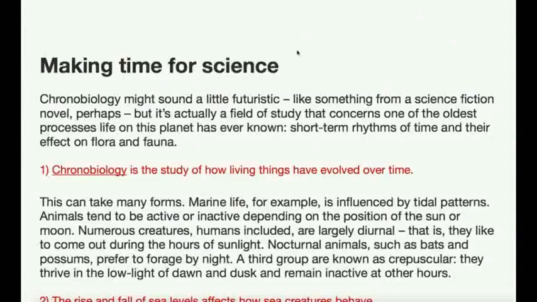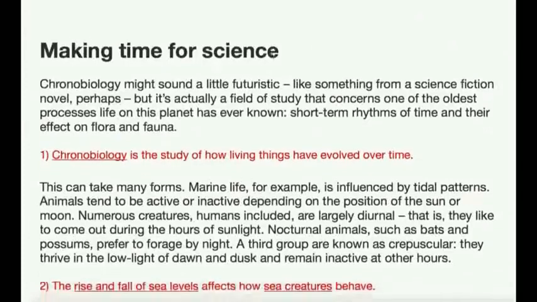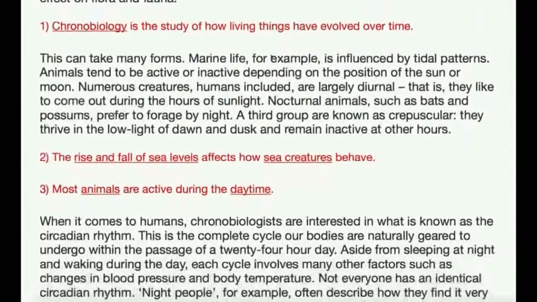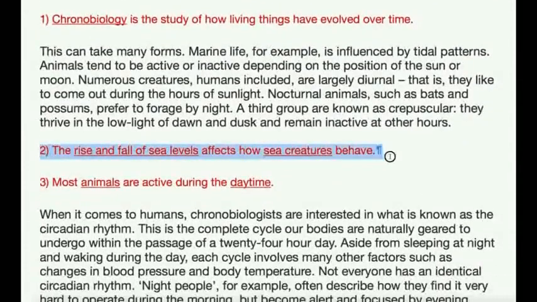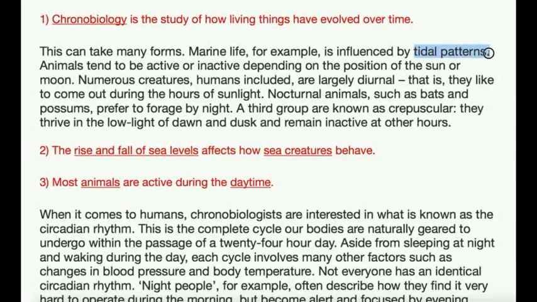Now, those are very important in order to find where the answer is in the text or just to answer some of the questions. So just to take an example, if we look at statement 2 here, when we tried to find the answer, we had the rise and fall of sea levels. However, it didn't say that in the text. It said tidal patterns, which means obviously the same thing. Or in the statement we have sea creatures, but in the text it says marine life.